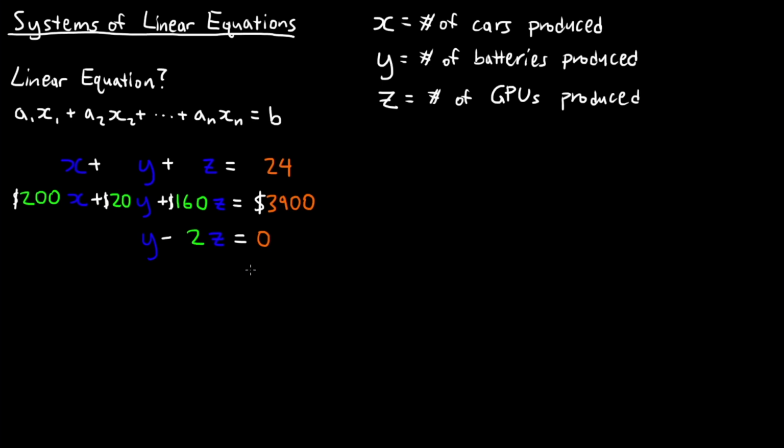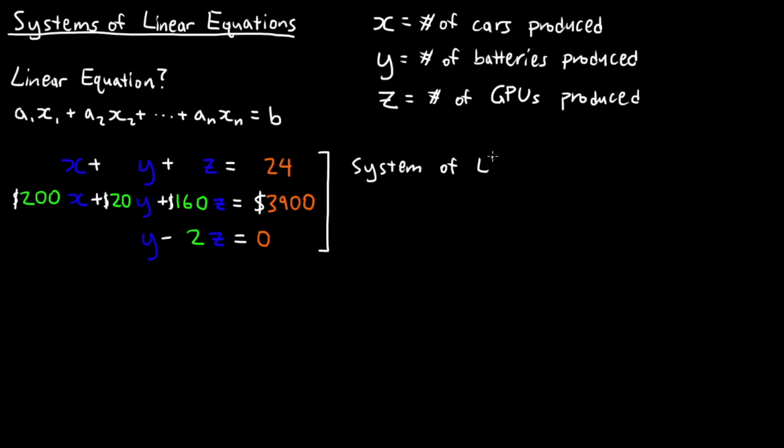Great, so we've looked at 3 linear equations so far. One was talking about the total number of products, another one was interpreted as the total value of all of these products, and another one was talking about the relationship between two products. So we're getting a pretty good understanding of what a linear equation is, but what in the world is a system of linear equations? Well, funnily enough, we've actually already created a system of linear equations.